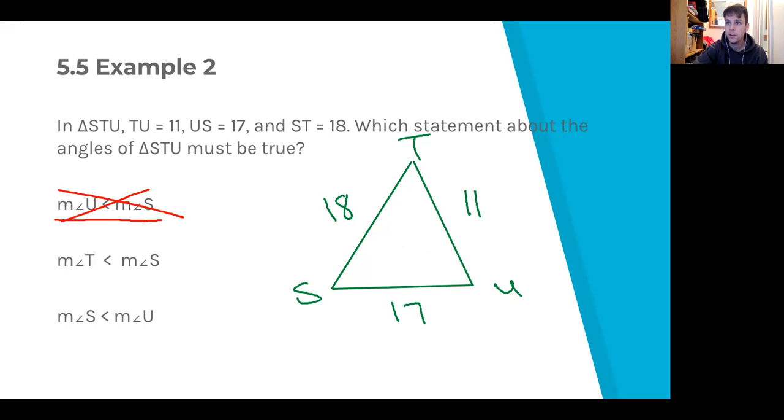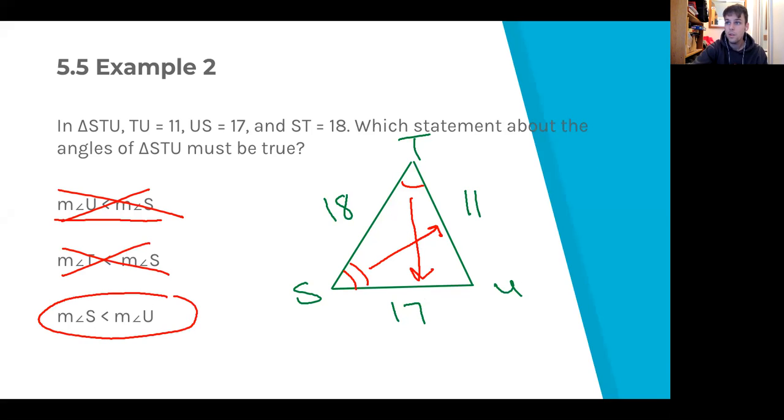All right, let's go ahead and look at the second one. The measure of angle T and the measure of angle S. Okay, T is across from 17, which is bigger than 11. So T is bigger than S, and that's not what this says. This says that T is smaller than S, so this is also not true. So this one is the one that needs to be true.